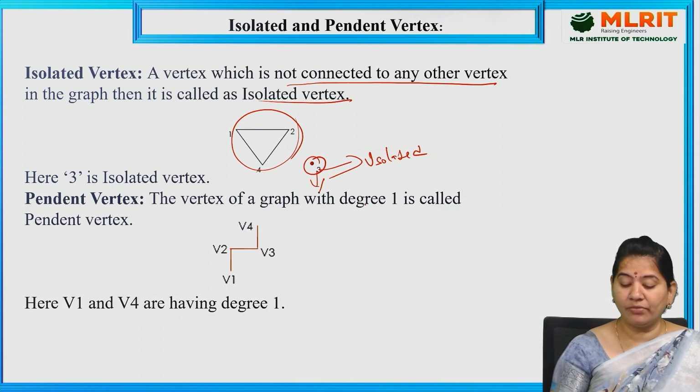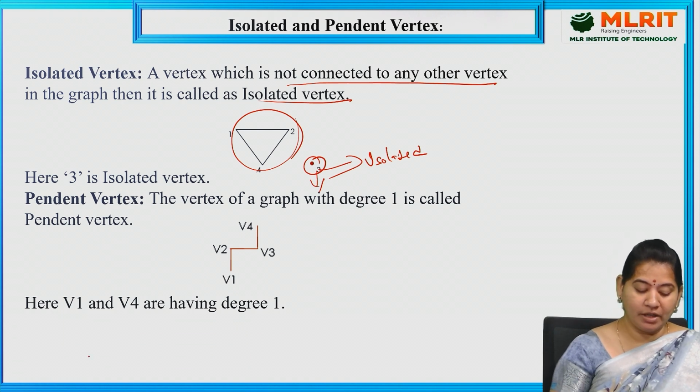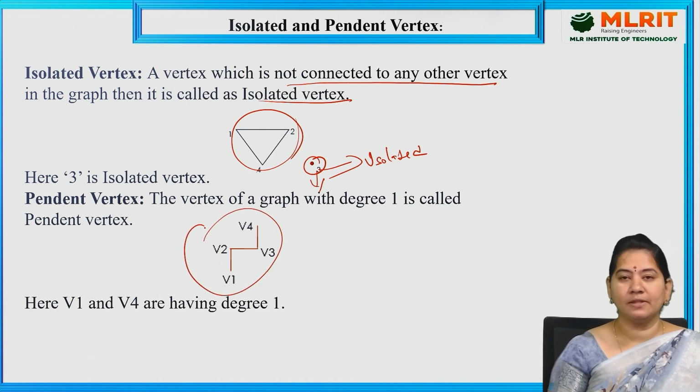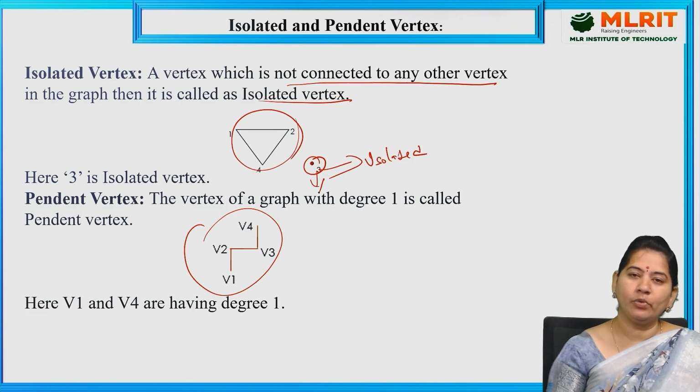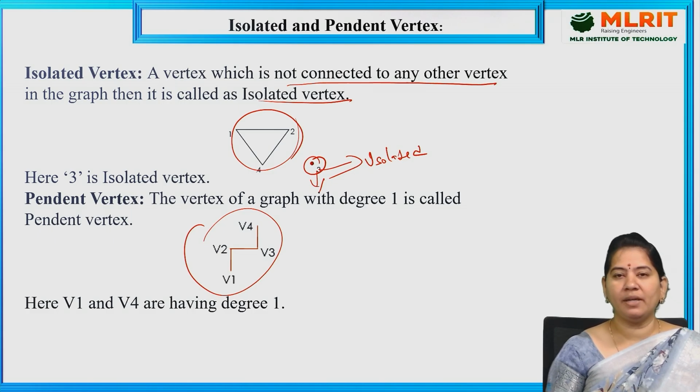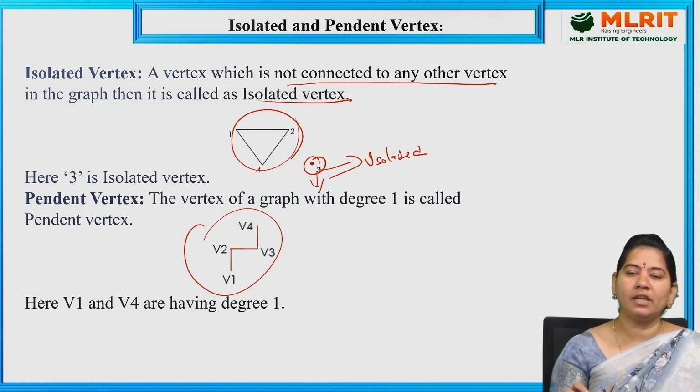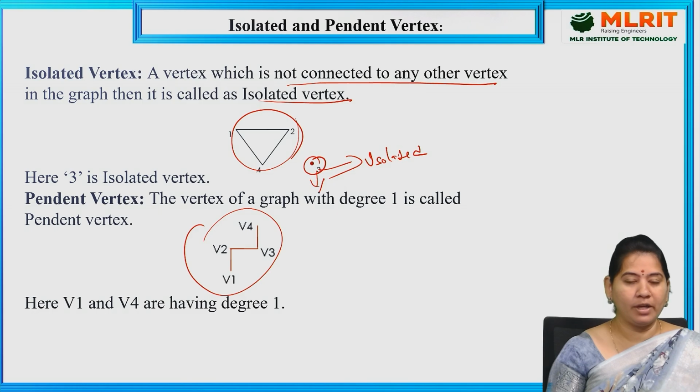And also we have the pendant vertex. A vertex of a graph with degree 1, that is, the vertex should have only 1 degree, is called a pendant vertex. It is not mandatory that in a graph all the vertices are pendant. In a graph you can have a few vertices with degree 1, and a few vertices with degree more than 1 also. But only those vertices with degree 1 we can call pendant vertices.